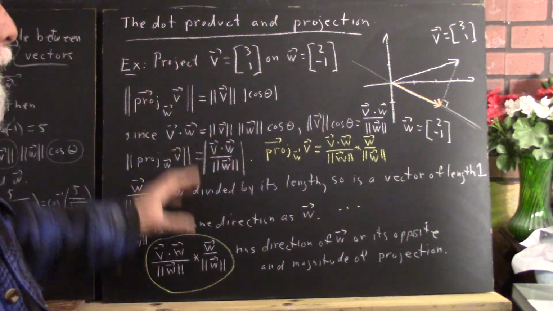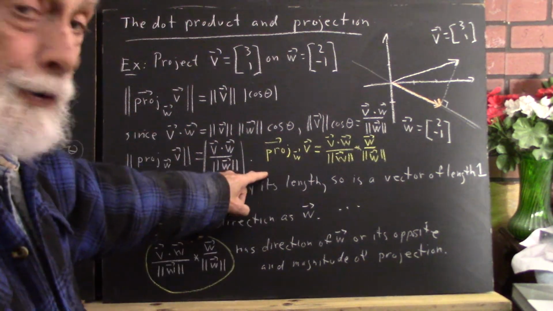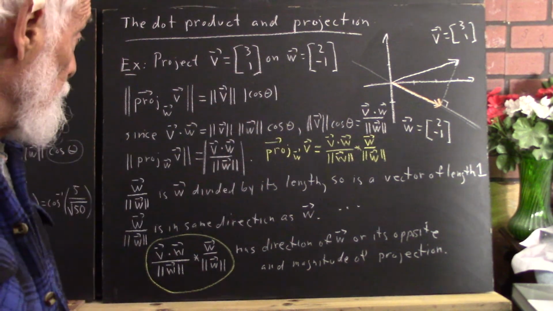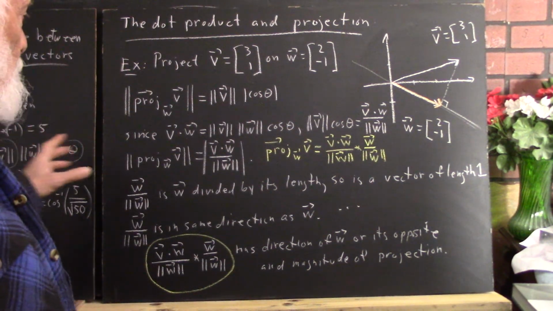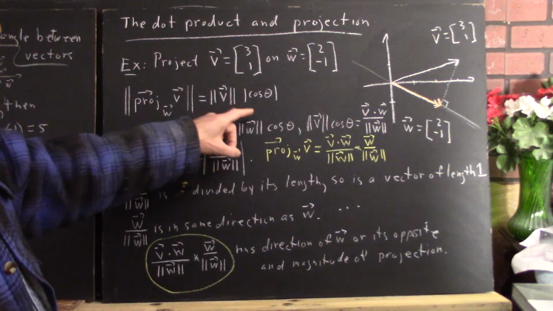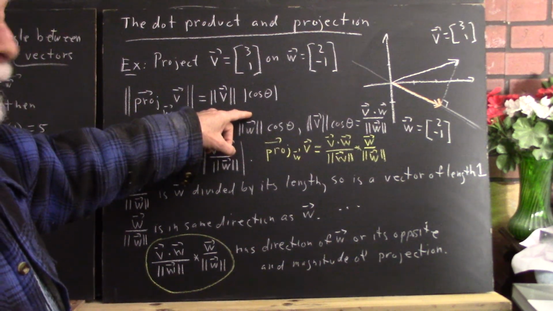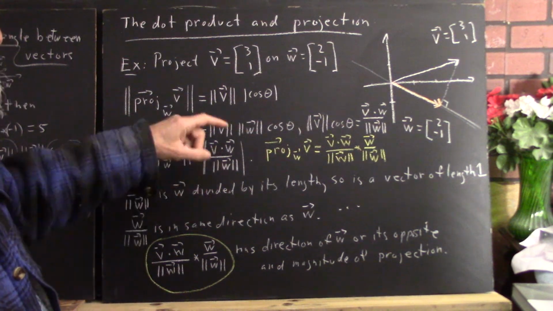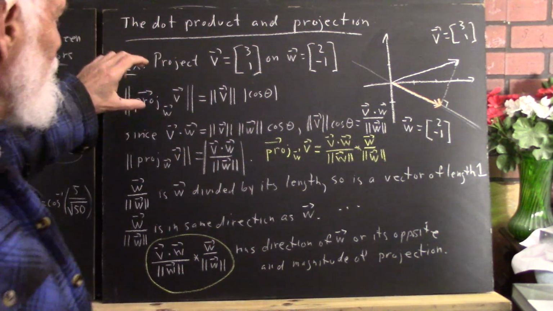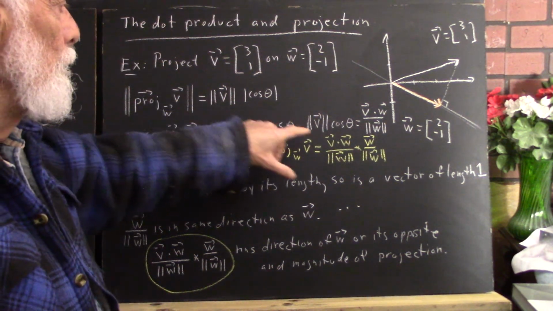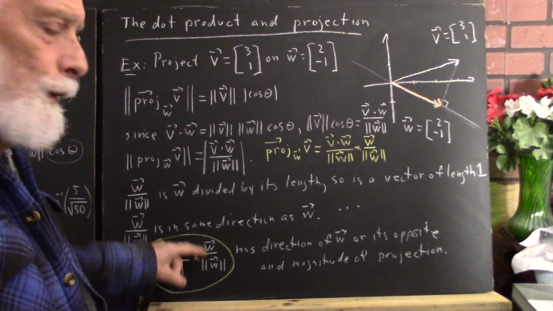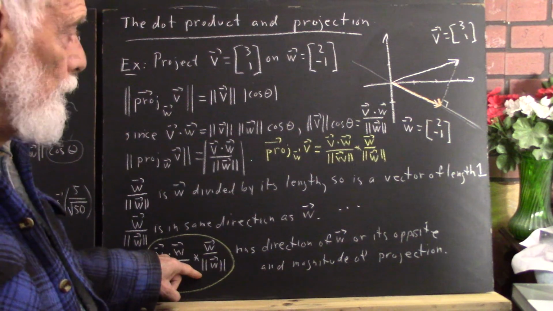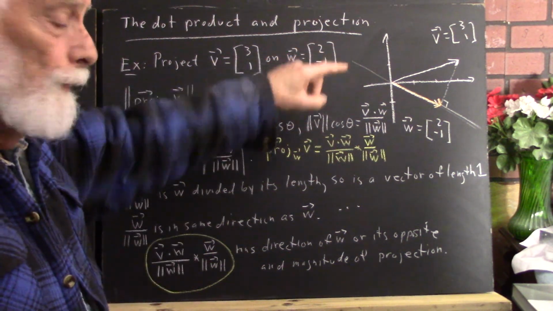Okay, that's kind of a complicated argument. It comes down to this. Do try to understand what we've learned about the dot product, why the magnitude of this is this, and then why multiplying this magnitude of V cosine theta by the unit vector W over magnitude of W gives us our vector projection.